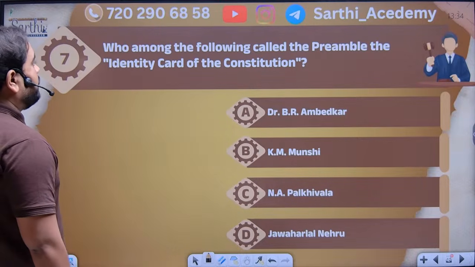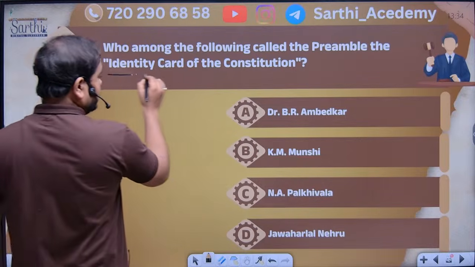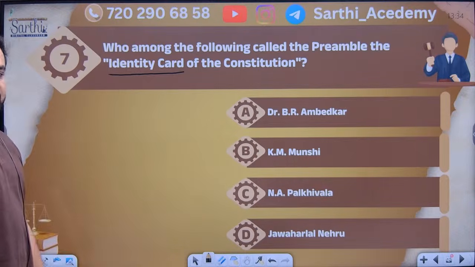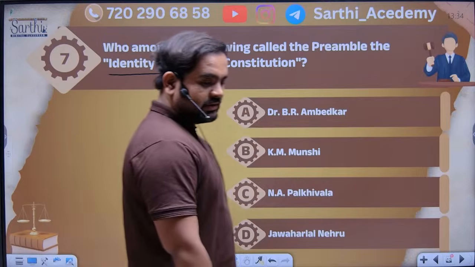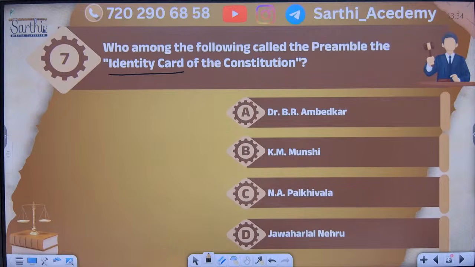Question number 7. Who among the following called the preamble the identity card of the constitution? Very nice question, and please answer who actually said the preamble is the identity card of the constitution.